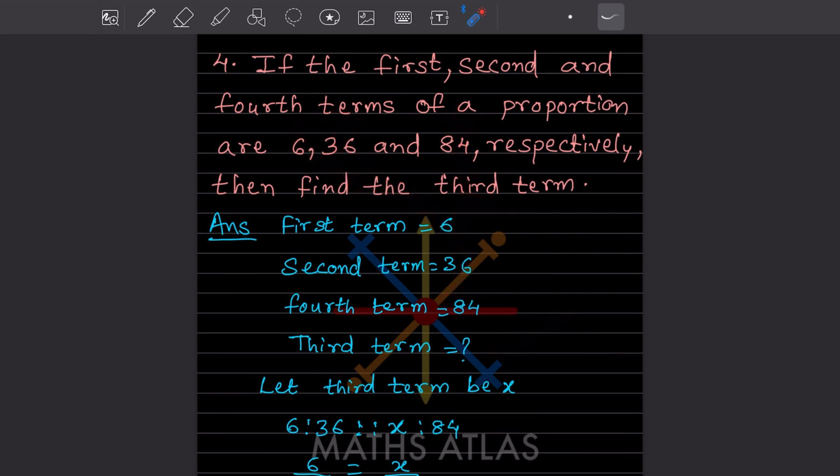Okay. So now let us consider the third term as x. If this is clear, other things are very easy. So hope you got this one. So what will we write? This 6 we will write here.